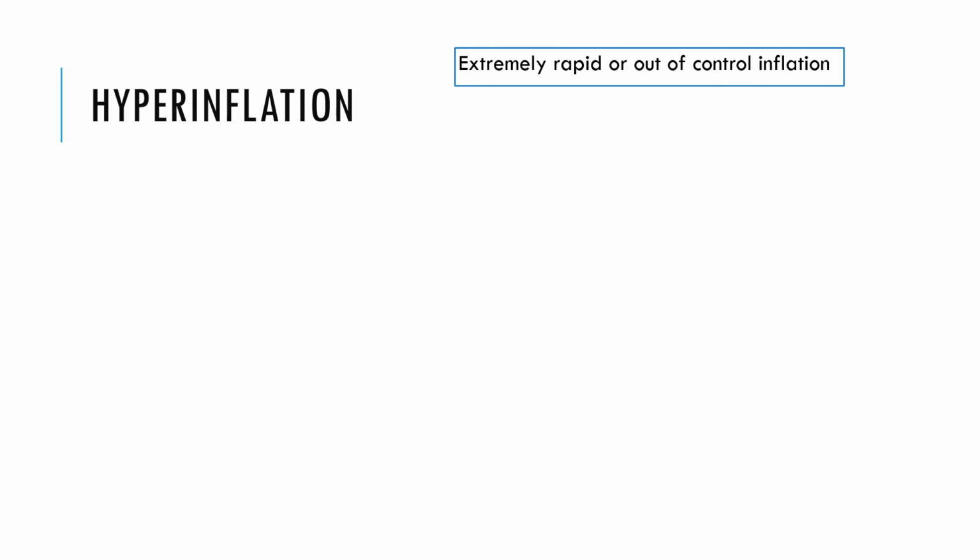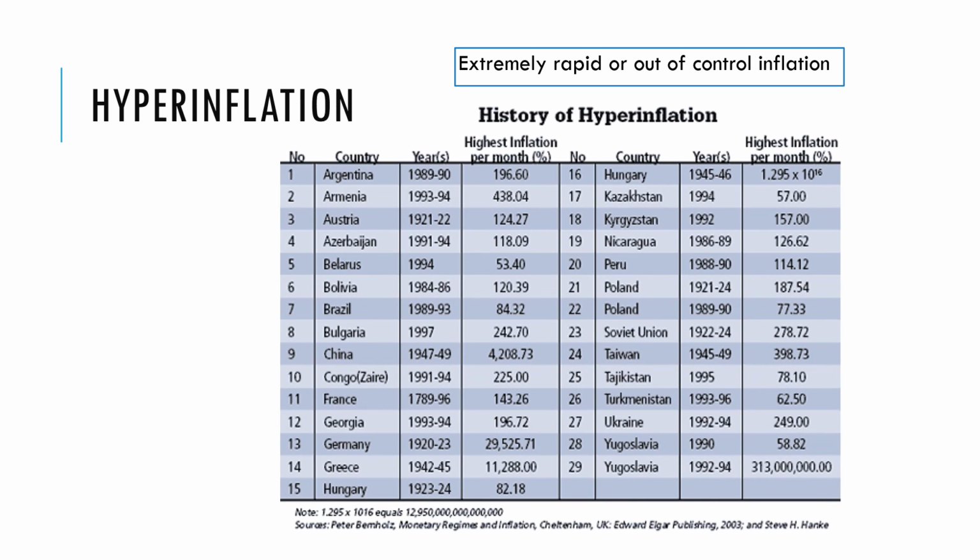Now, some economies who get things horribly wrong might experience what's known as hyperinflation. That is extremely rapid or out of control inflation, maybe as a result of a wage price spiral. Here are some examples here of countries with hyperinflation. Some of these you might have studied, for example, the Weimar Republic in Germany, where they experienced 29,000% inflation per month. Crazy numbers. Look at this one down here. Very, very high rates of inflation.